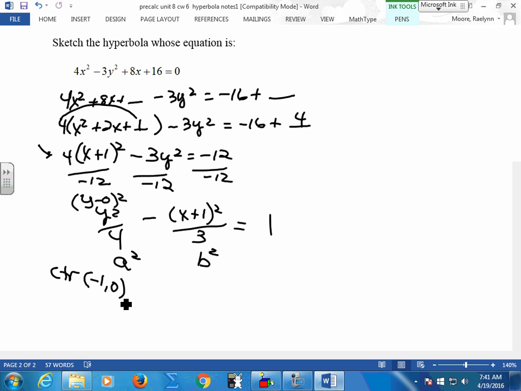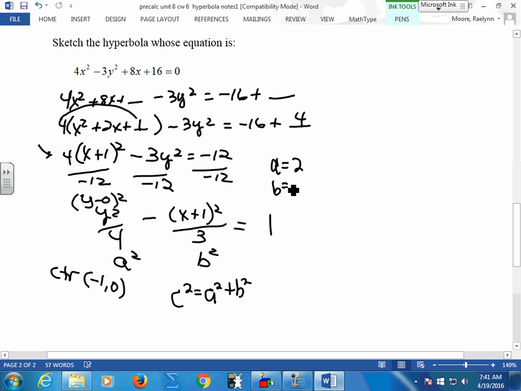All right, we can find c squared. We'll do your a squared and b squared first. So what's a? 2. What's b? Okay, and so let's find c squared. Remember, c squared is the plus. It's got to come outside that box. So c squared gives us 4 plus 3, and c squared gives you 7, so c gives you radical 7.